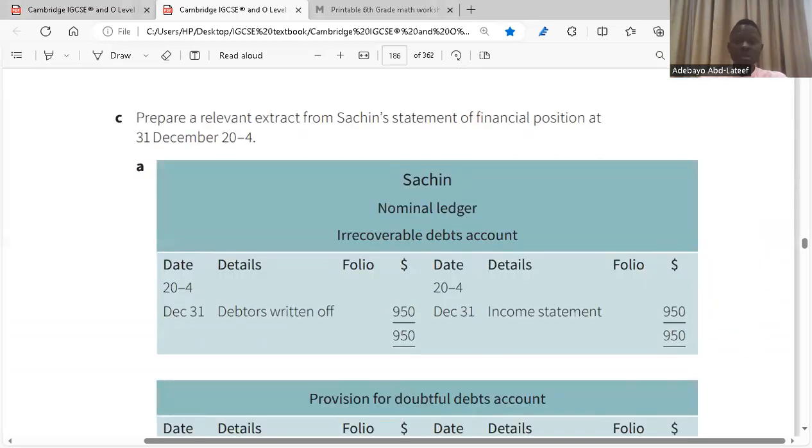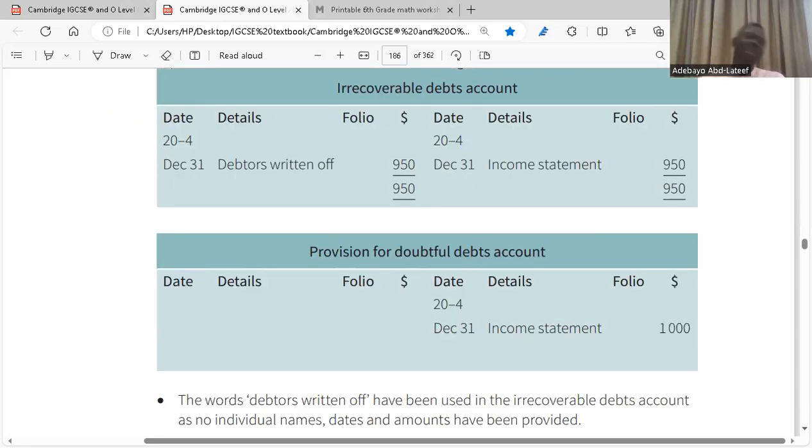So what do we do? We prepare the irrecoverable debt account. For the irrecoverable debt account, he said debt was written off for 950. So that would be on the debit side, yes or no? Yes, sir. Good. Then your income statement, because all those debts that were written off go to your income statement, isn't it? As an expense, right? So your irrecoverable debt account will have on the debit side, debtors written off, and on the credit side, income statement. That's it. Then your provision for doubtful debt.